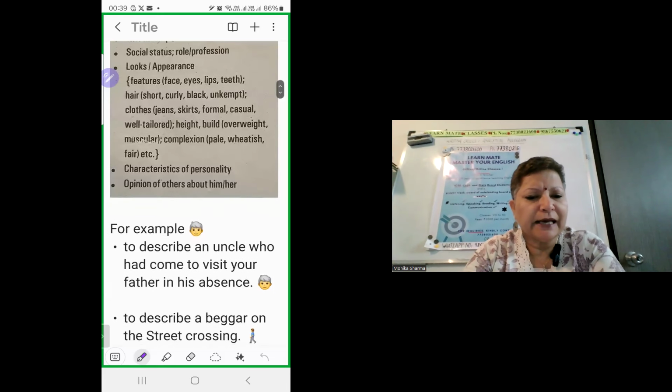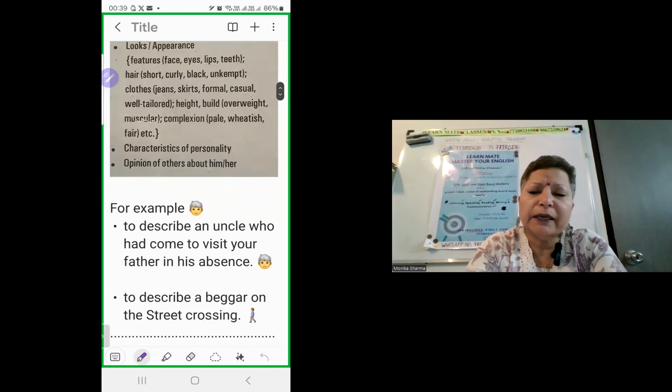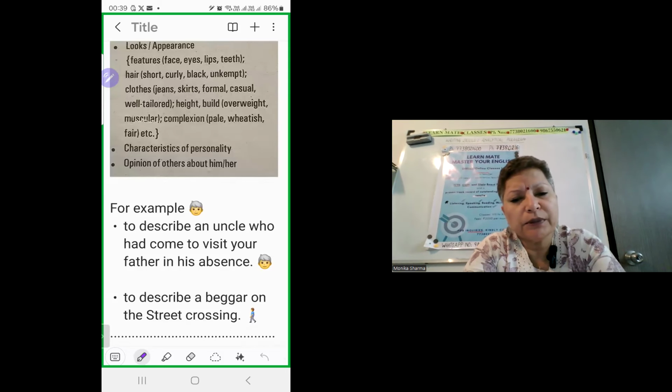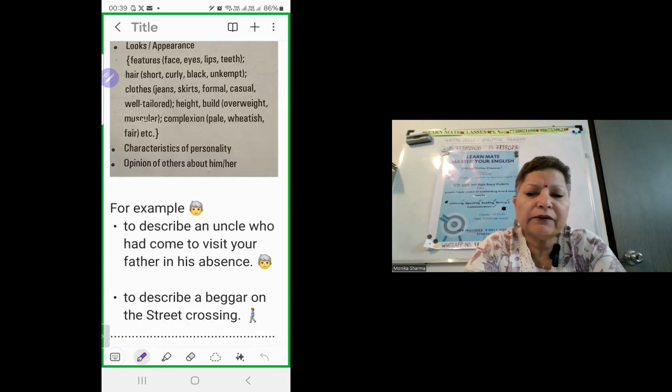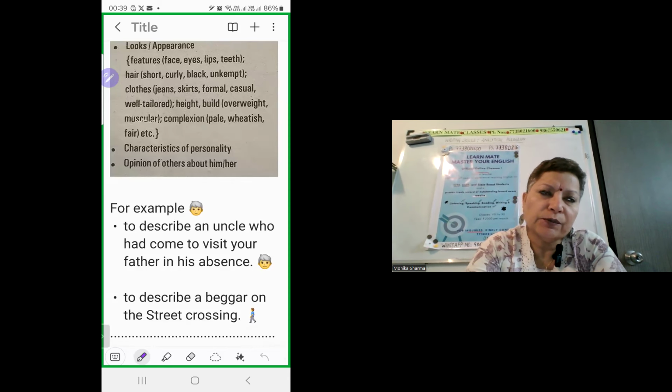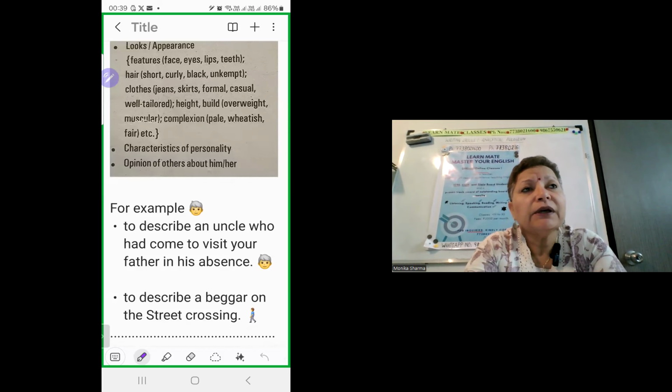The second example is that of describing a beggar who you have seen on a street crossing. So these are the kind of examples which have already come in board papers, and so you can get a fair idea of the kind of things you may be asked to describe. You may be also asked to describe a person who's a well-known personality.